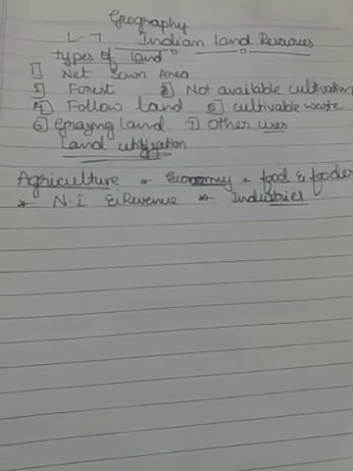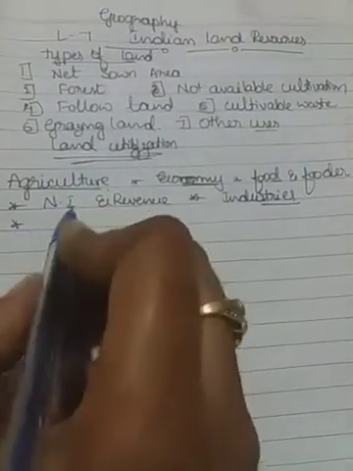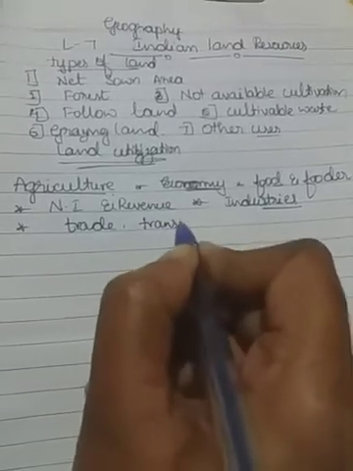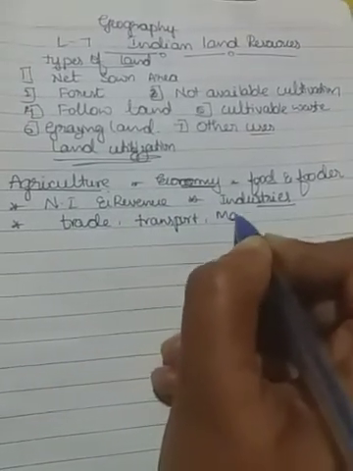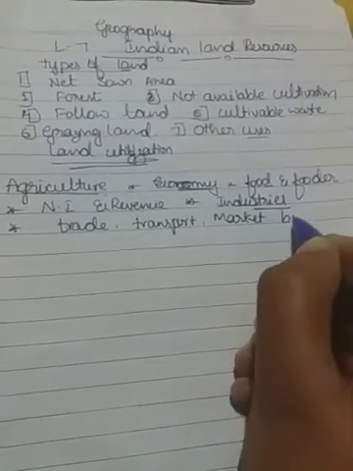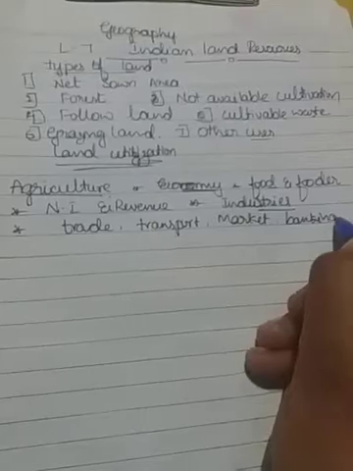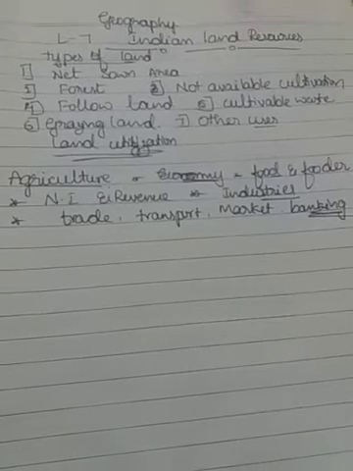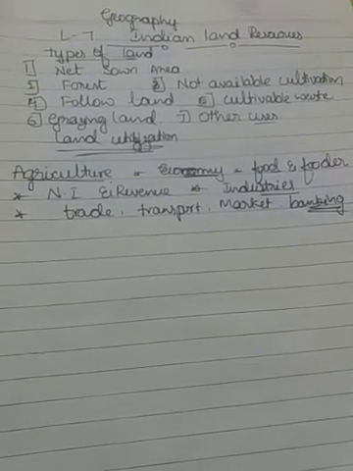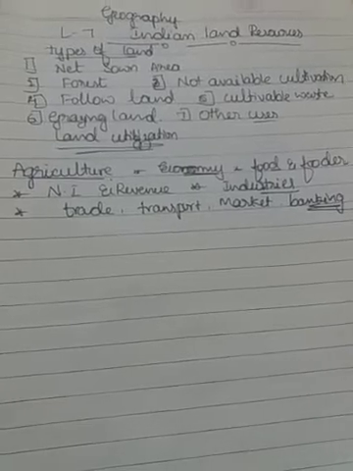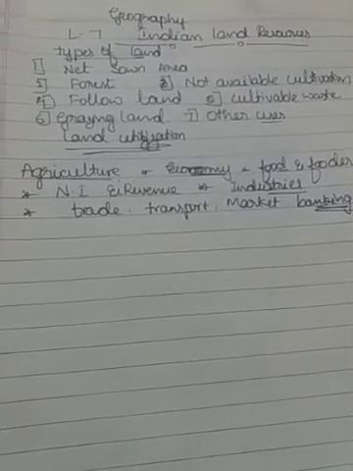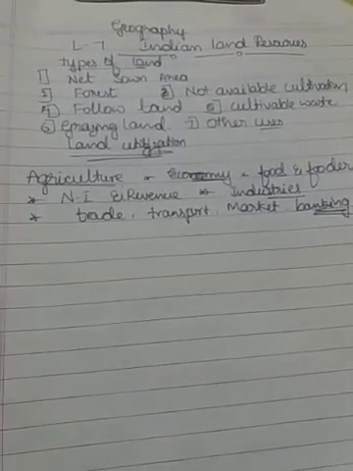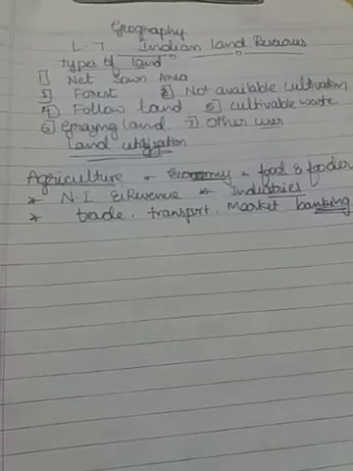It also helps the tertiary sectors like trade, transport, market, banking, insurance, etc. So this is the importance of agriculture. The economic sectors are divided into primary sector, secondary sector, and tertiary sector. In the primary sector, the productivity fields come, mainly agriculture, and then the secondary sector, the production field.